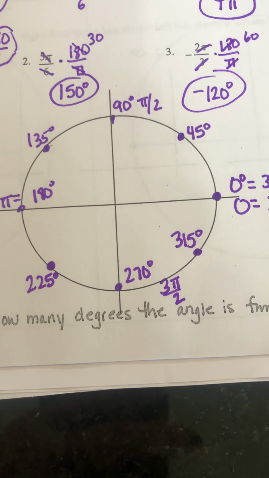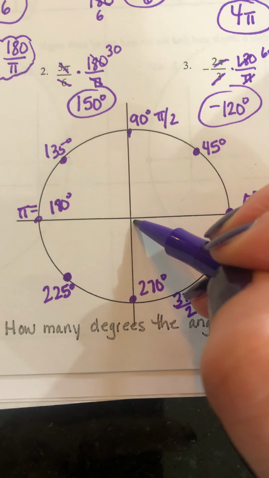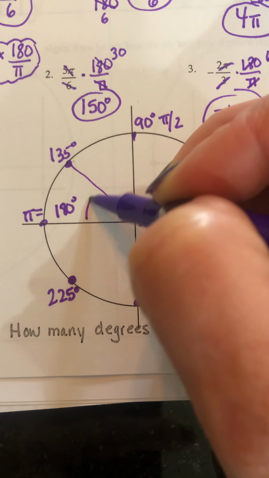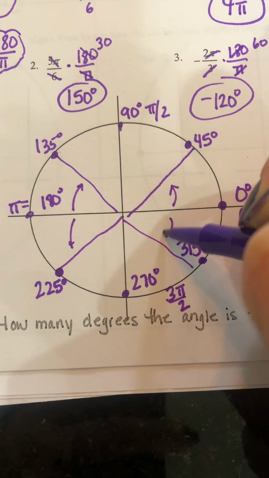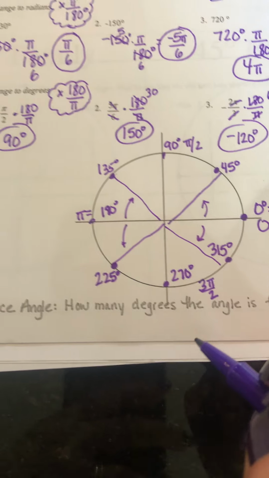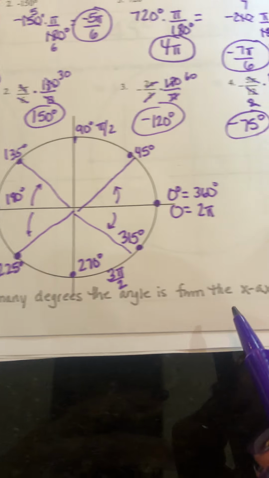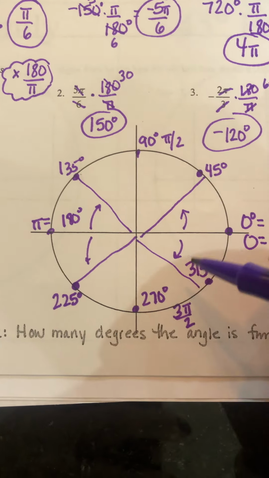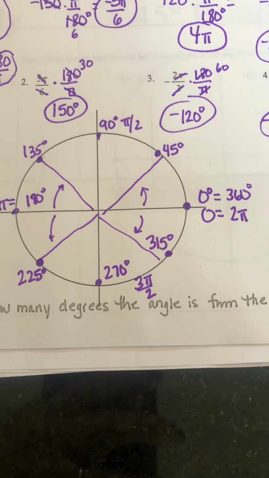Why are these angles considered a family? You're right, they're each 45 degrees away from the x-axis. So if I subtract 45 from 180, or add 45 to 180, or subtract 45 from 360, I end up with what we call the 45 degree family. So that reference angle is how many degrees the angle is from the x-axis. So 45, 135, 225, and 315 are all 45 degrees away from the x-axis.